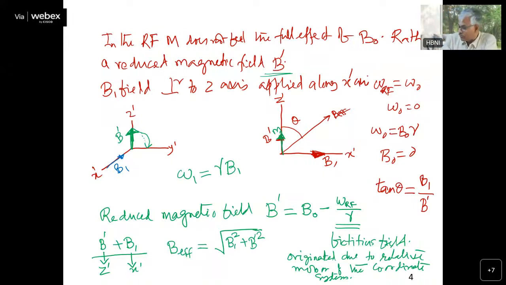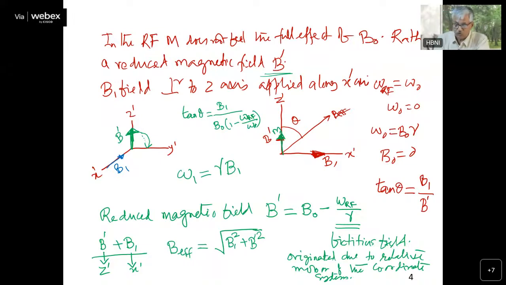If you consider some mathematical things I have already told you, but still I write it here, tan theta in terms of the rotational frequency is equal to B1 divided by B prime. B prime is nothing but, if you do a little bit of mathematics, you will see 1 minus omega RF, the rotating frame frequency, divided by omega 0.